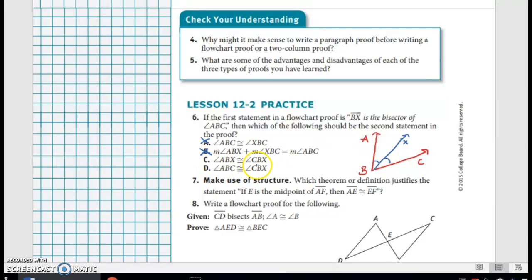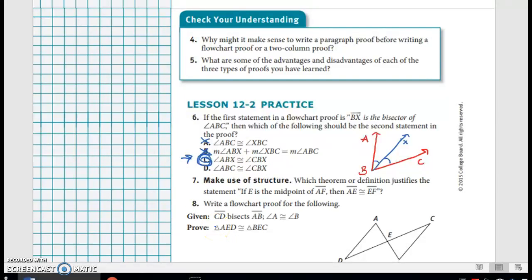Part C says that angle ABX is congruent to angle CBX. Well, that's what we said from the very beginning, and because it is a proof, we need all of those steps written down. So I am going to guess that it's C, but just to double check, I would like to look at D to make sure. D says that angle ABC is congruent to angle CBX, which again doesn't make any sense. So it is in fact C.